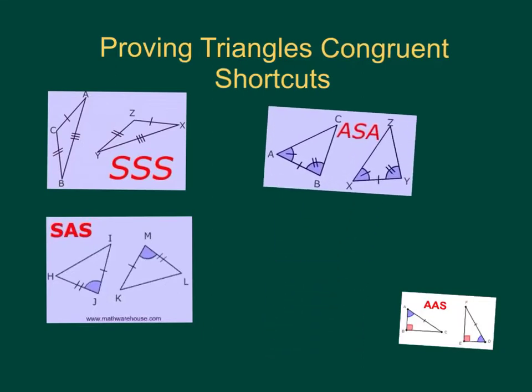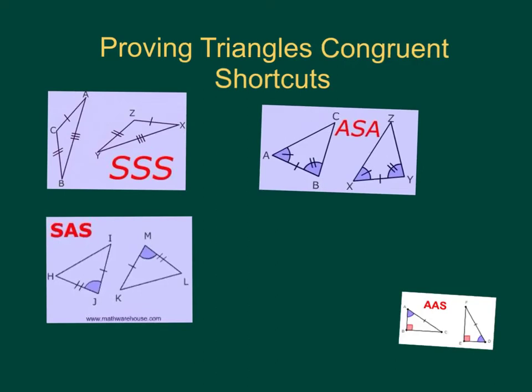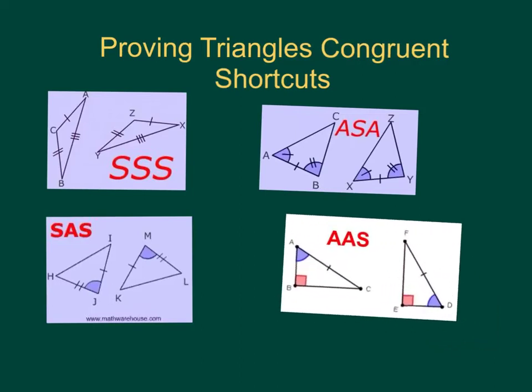We also have angle, side, angle, when we have 2 pairs of equal angles and 1 set of equal sides, and the side is between the 2 pairs of equal angles. And we have angle, angle, side, when we know 2 pairs of congruent angles and a side not in between the 2 pairs.